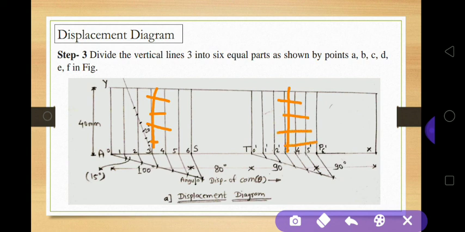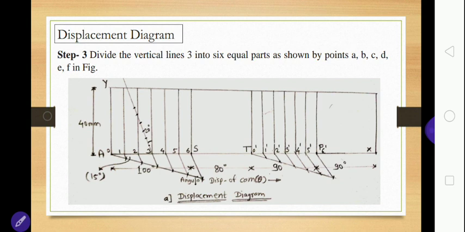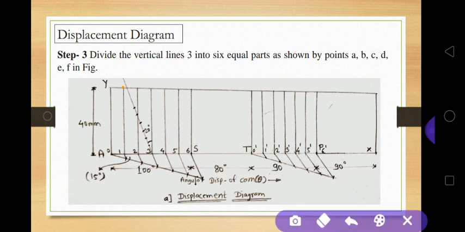Again, this total line is 40 centimeter. This 40 centimeter line we have to divide into 6 equal parts. For this also we can do the same process as we have followed previously, that is, draw one angular line to this vertical line. This angle here I have taken as 20 degree. You can place it as 15 degree, 30 degree, any small angle less than 45 you can prefer. So here 20 degree I have used.